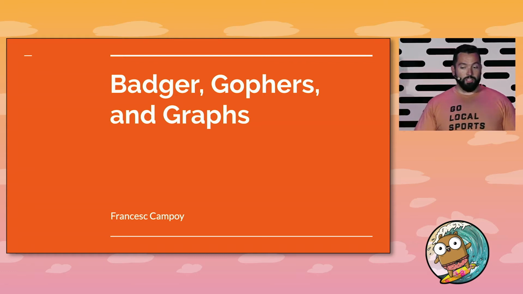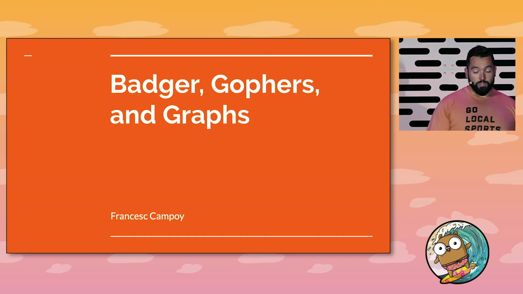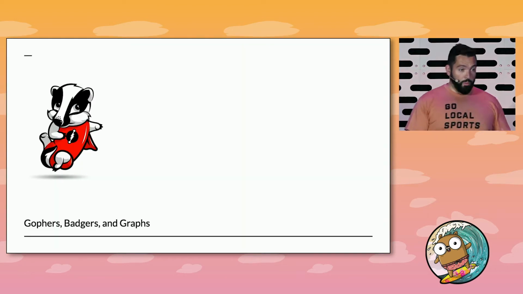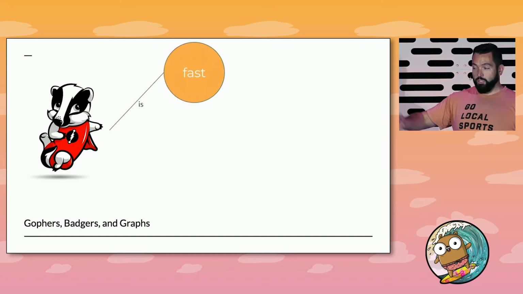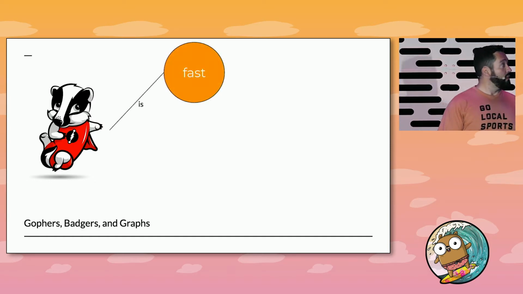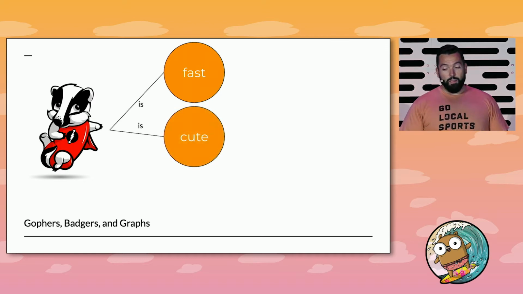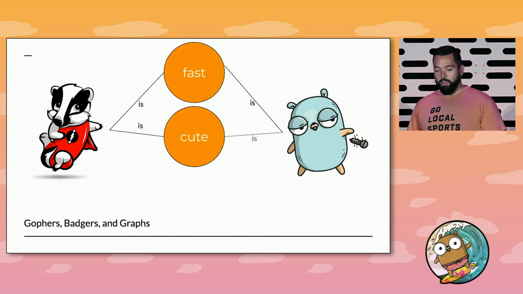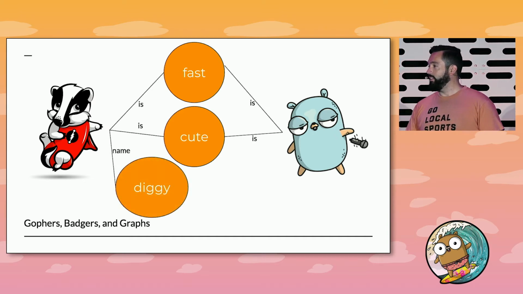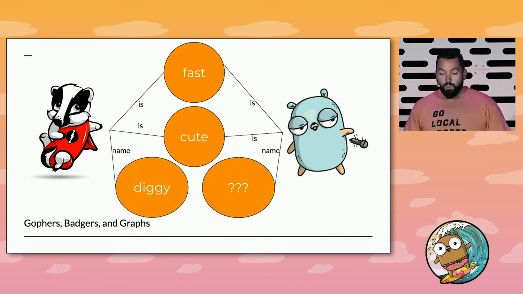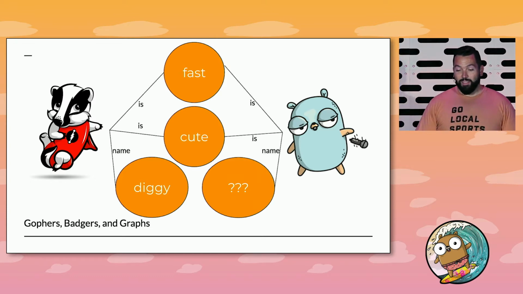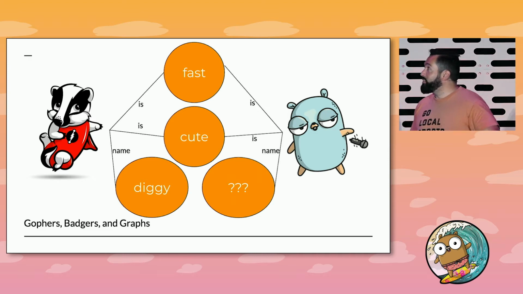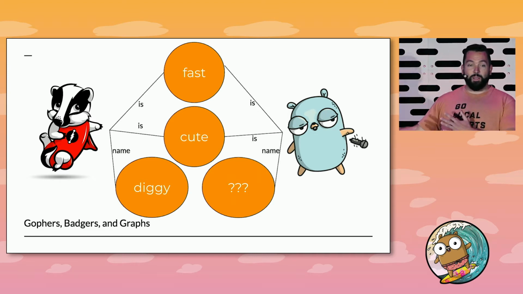So the title of the talk is Badgers, Gophers, and Graphs, and they're actually somehow related. So this is a badger. I think we all know that badgers are fast, and badgers are cute, and this is a gopher. And gophers are fast, and gophers are cute. Also, this badger is called Diggy. And what's the name of that gopher? No, there's no name. I know, it's weird. Some people call it Gordon, but that's wrong. And guess what? That's a graph, right?